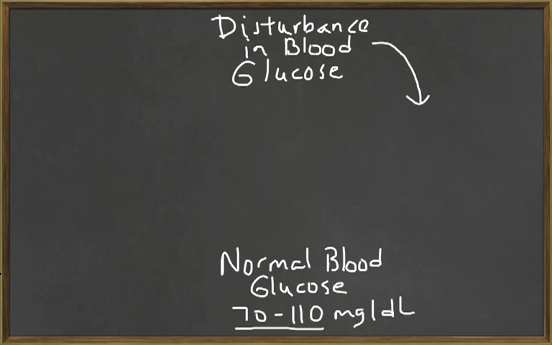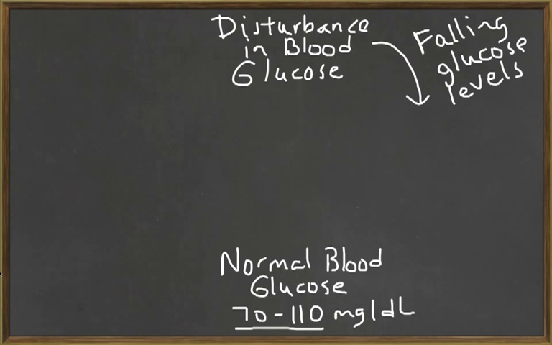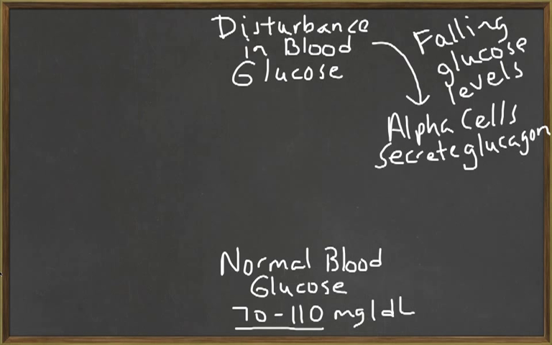Let's look at what would happen if the disturbance of blood glucose brought the blood glucose levels down. So we have falling blood glucose levels. The alpha cells of the pancreas would secrete glucagon, and glucagon then will do a couple of things to bring that blood glucose level back up. The first thing that it will do is it will stimulate the breakdown of glycogen. We know what glycogen is. Glycogen is a stored form of glucose, and so if our blood glucose levels are low, then if we break down that stored glucose, we can then liberate that glucose, and we can use that then for our cells.